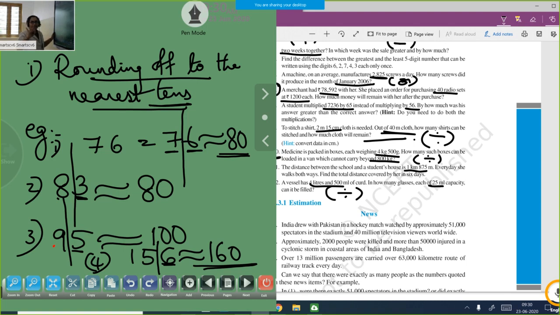Then suppose 3 digits are there, 156, estimate to the nearest ten. You have to see the ones digit, which is 6, more than 5. So the tens place is changing. 5 is changing to 6. 160. The other digits are not changing, only the tens digit is changing. Understood, children? Write those examples.